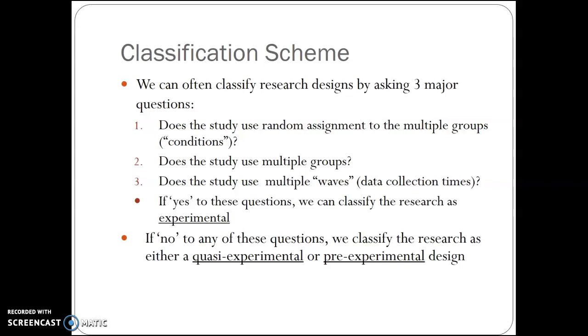If there are multiple groups, then there should also be random assignment. So you have random assignment, multiple groups, and multiple waves of data collection. The only way that you have an experimental design is if you answer yes to all of those three questions. If any of the answers to those three questions is no, then you have a quasi-experiment or pre-experiment.